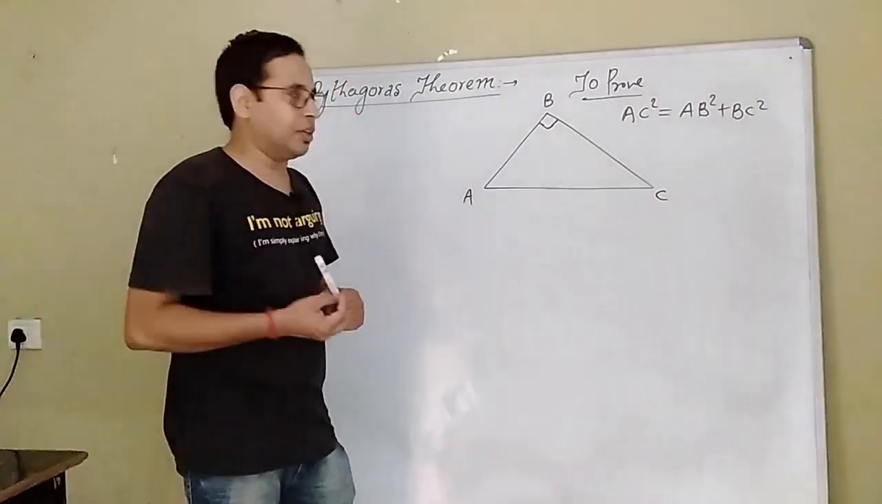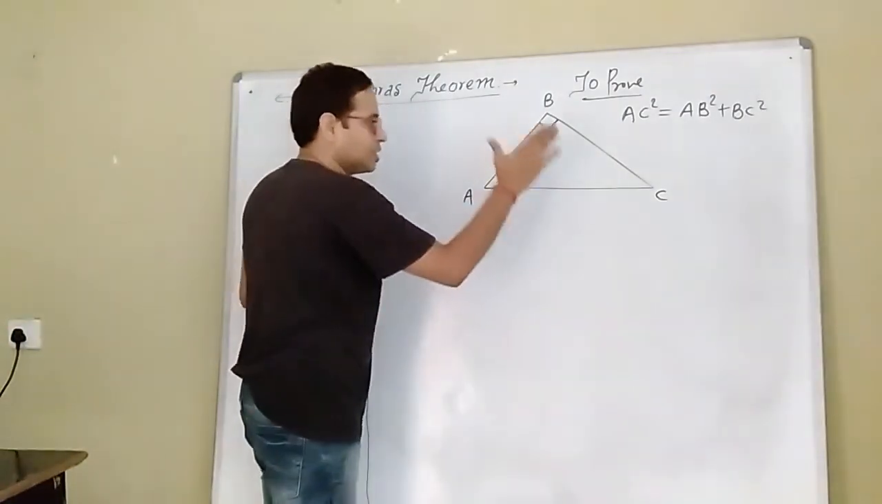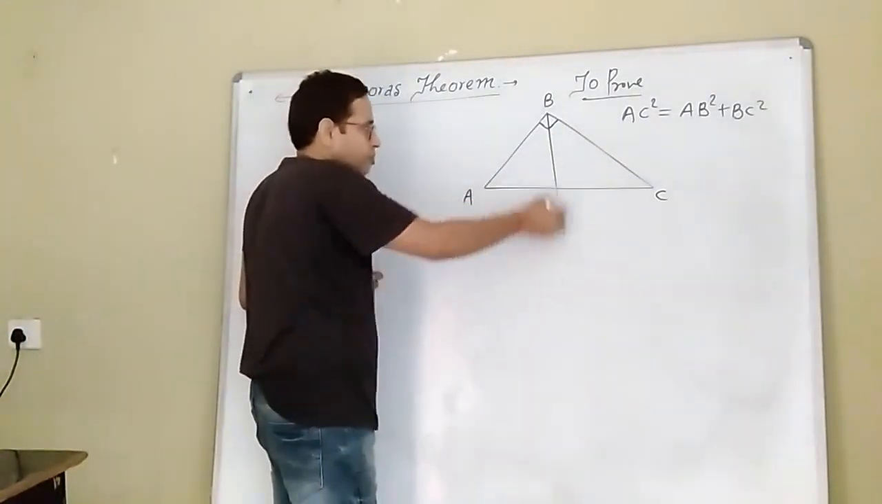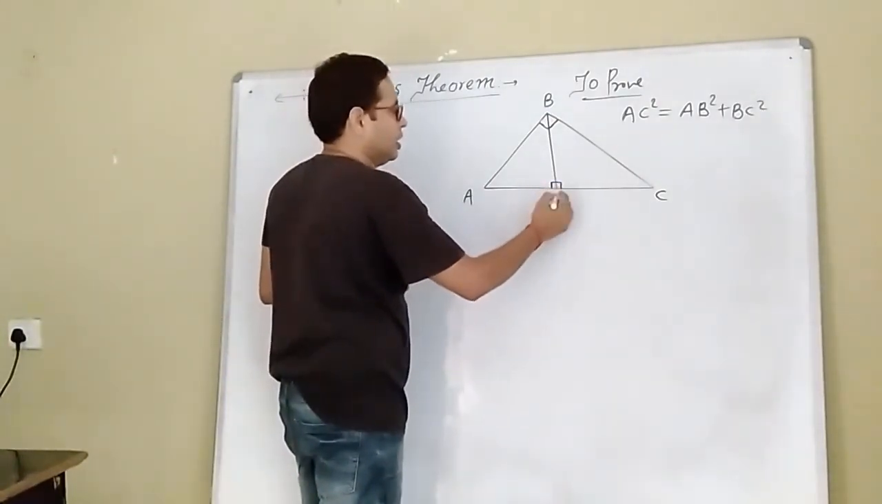Okay, so in order to prove this one, what we need to do, we need to draw a perpendicular from vertex B on side AC of triangle ABC. Okay, so let us draw a perpendicular. Let this be D.